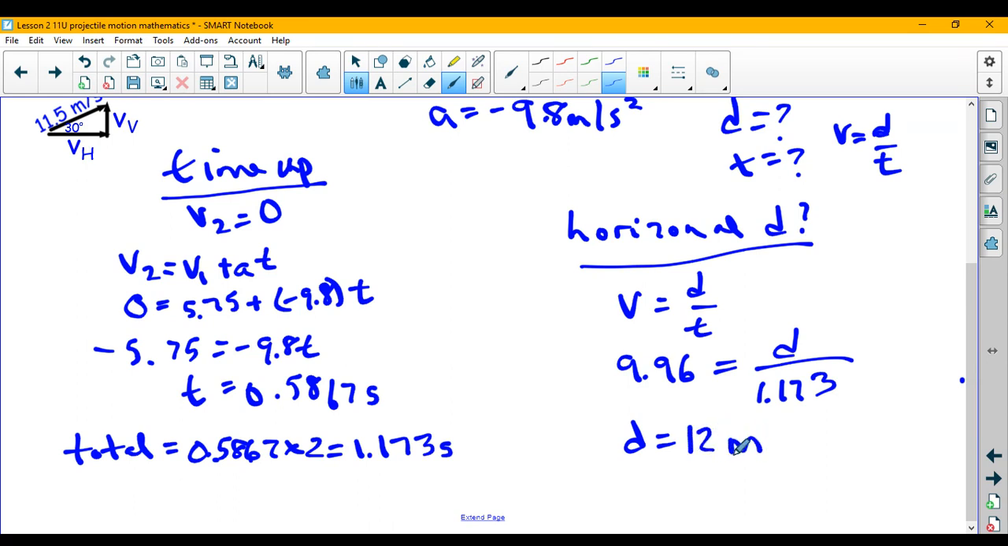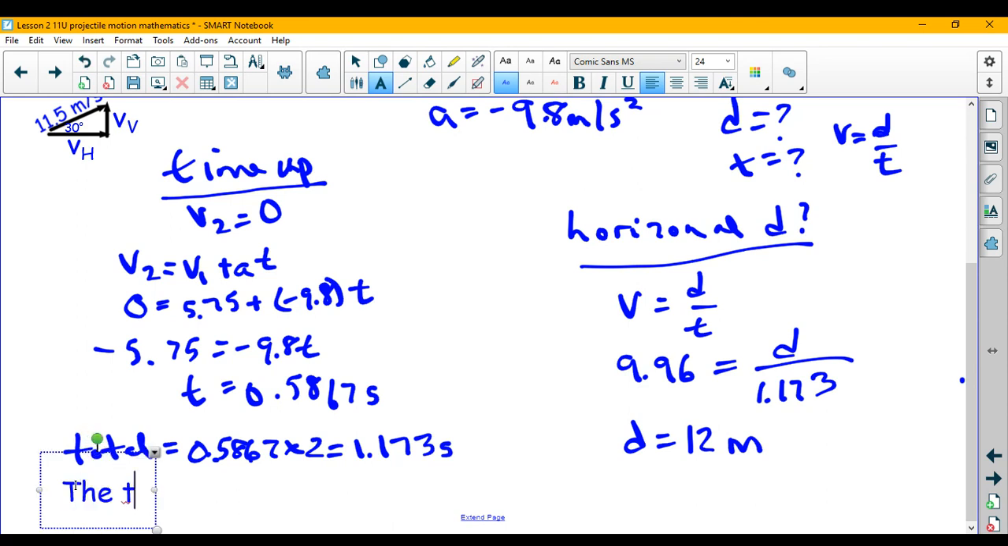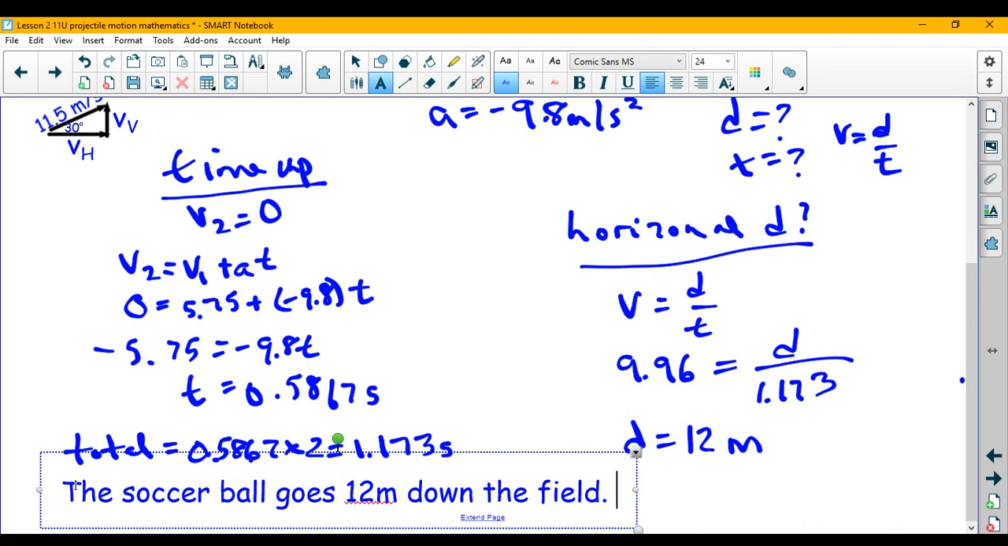And that's not impossible. People kick soccer balls down the field 12 meters. That's possible, which makes me think I got a good answer. So the soccer ball goes 12 meters down the field. And that's my final answer, properly rounded with significant digits.